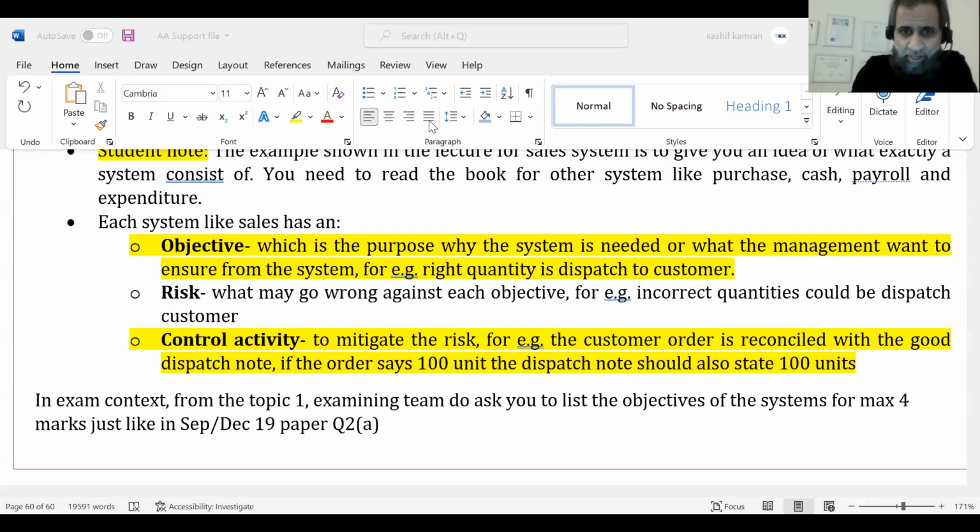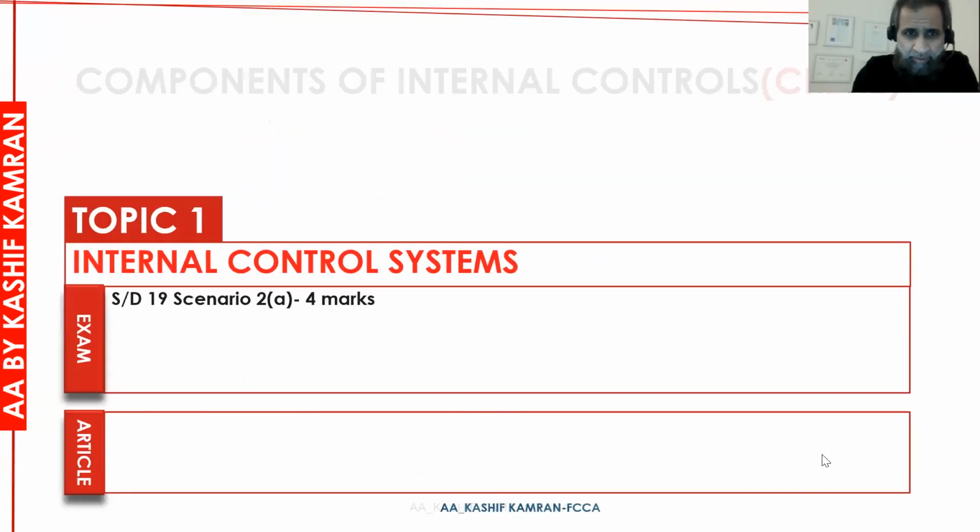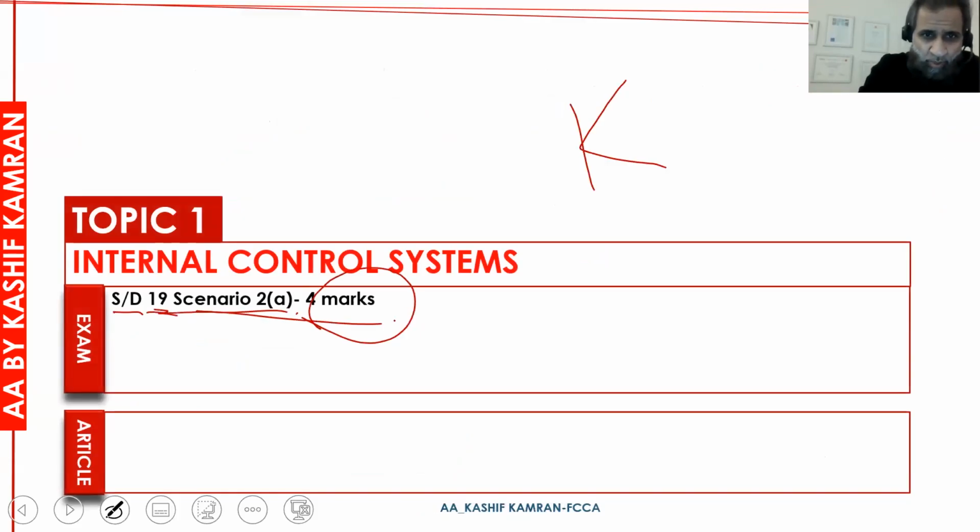I've marked this question here, which is September, December 19, scenario 2A for 4 marks. Let me show you that, so you're clear on this type of question. Now you can see that question on your screen.